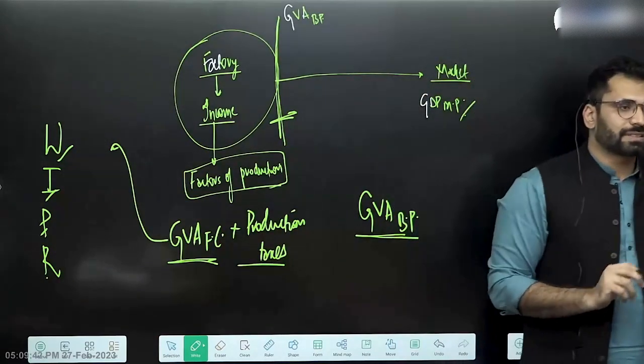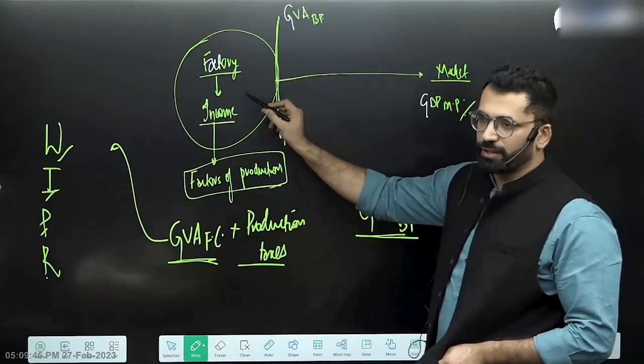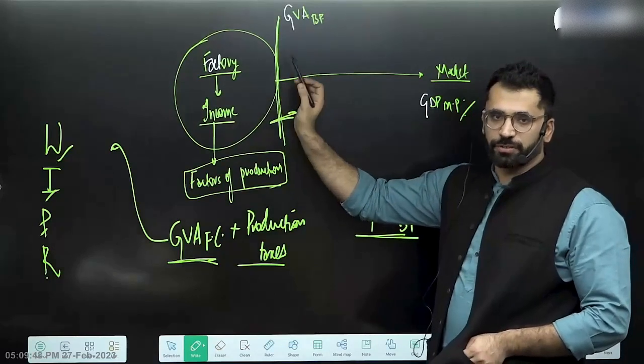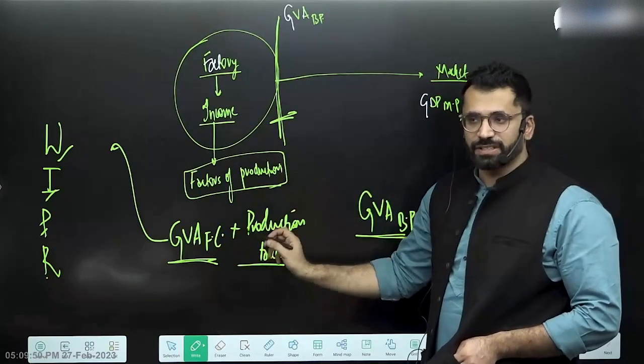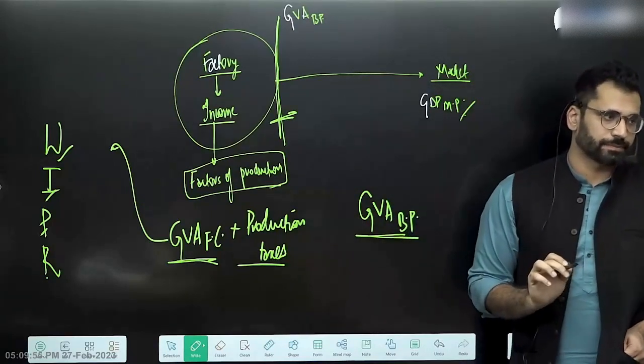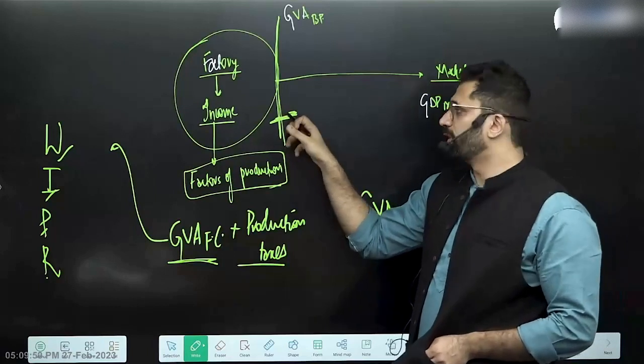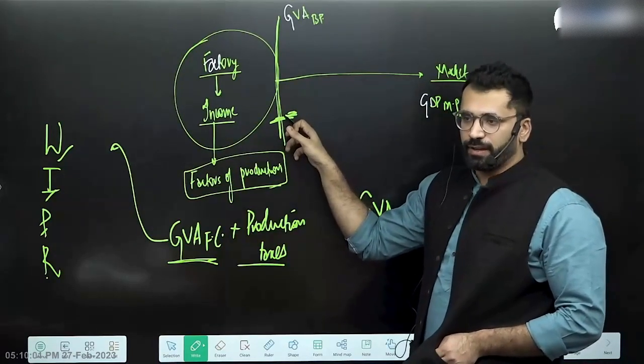For example, the stamp duty on land. This is something, if he is producing 1 unit, 1000 units, or 1 lakh units, there is a tax which he has to pay irrespective of what the volume of production is. This will be added, then only the value at basic price will be estimated.